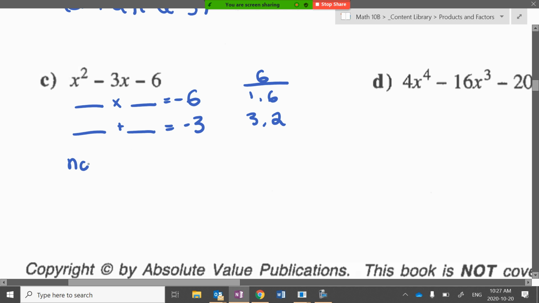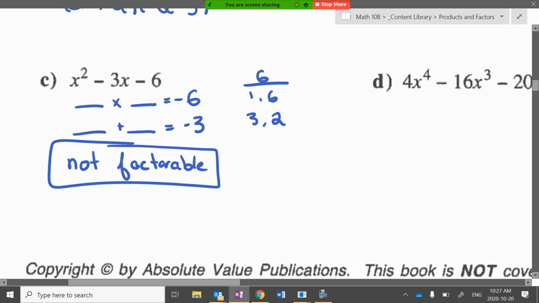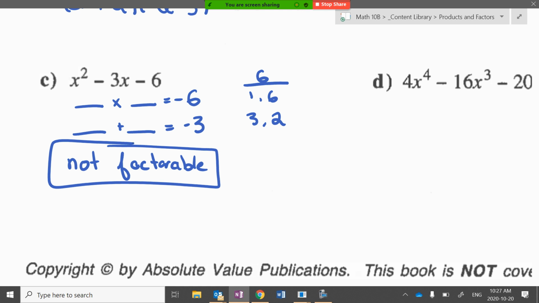So then you say it's not factorable. Not factorable is your answer. Do not leave it blank. If you leave it blank, I don't know if you skipped it or if you recognized it. You have to say not factorable.